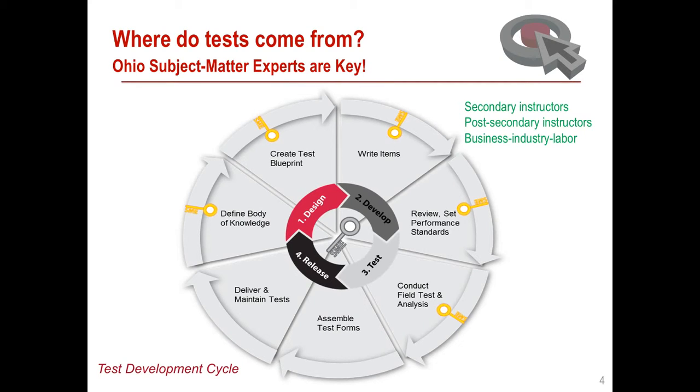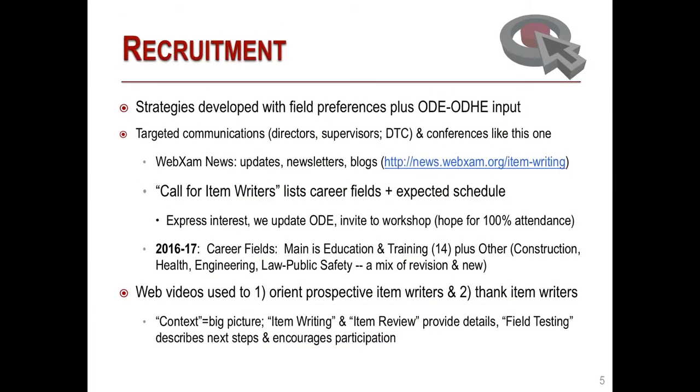Where do the tests come from in terms of development? Ohio subject matter experts are the key here. We use secondary instructors for the majority of item writing. We also include post-secondary instructors where there's a CTAN for alignment, and occasionally business, industry, or labor practitioners. Our pizza slice here goes from definition of the content domain, course outlines, development of a blueprint, which I'll speak more about, item writing, item review, field testing, forms assembly, and then finally maintenance and operation.